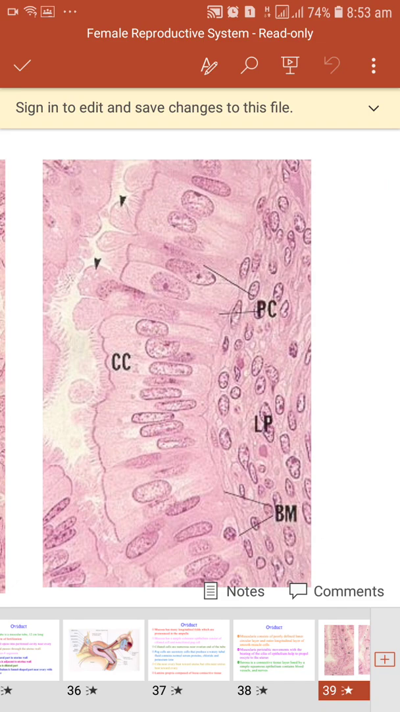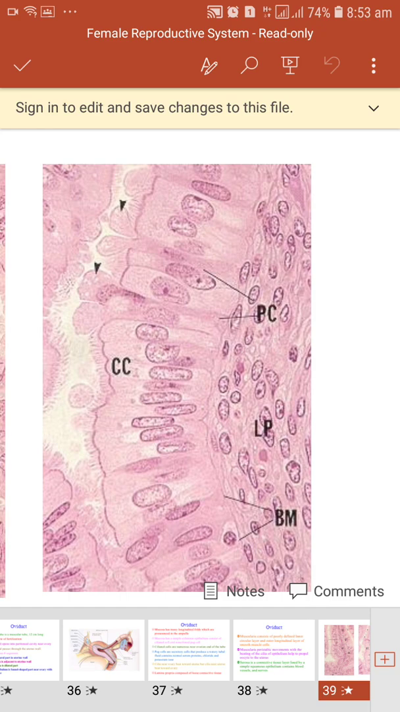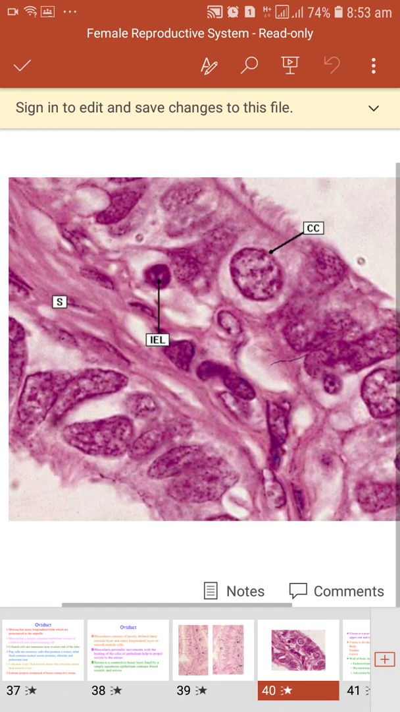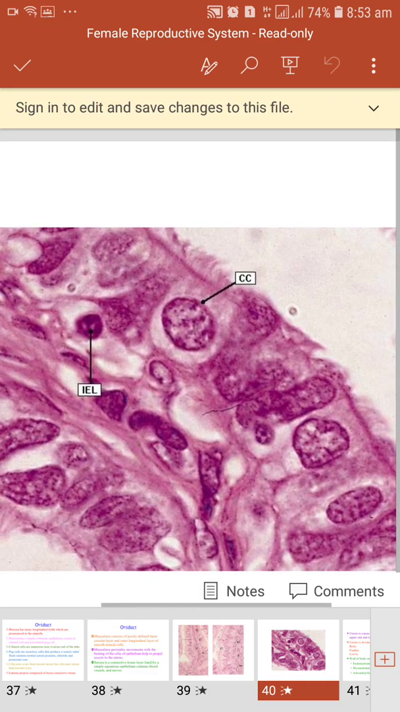Again, this is a diagram showing the Peg cells and the ciliated columnar cells. You can see the protruding cells with the arrows, small arrows. These are the Peg cells. Basement membrane is shown with the BM and LP for the lamina propria. Again, in this diagram you can see here again the ciliated cell.